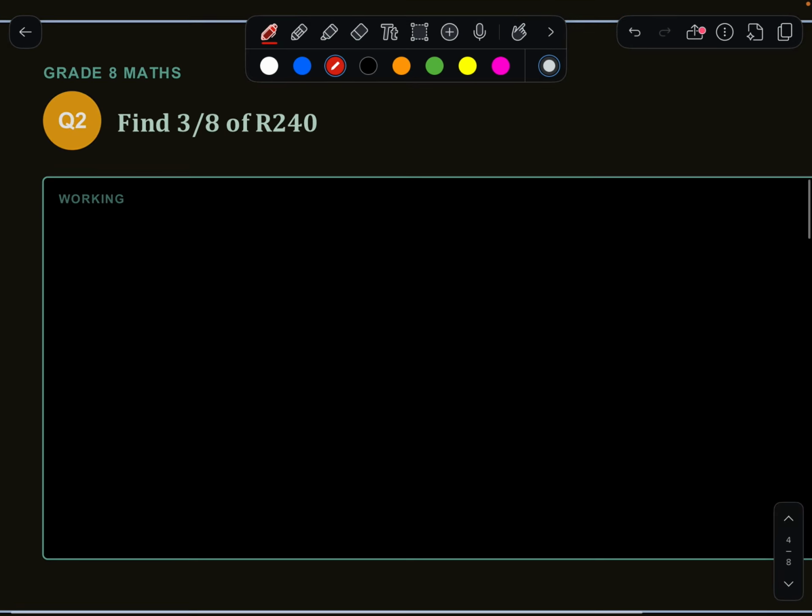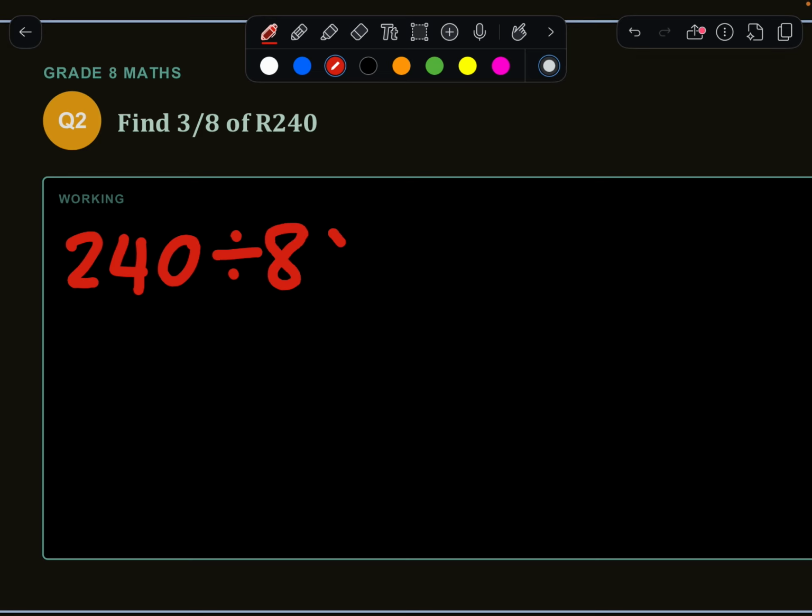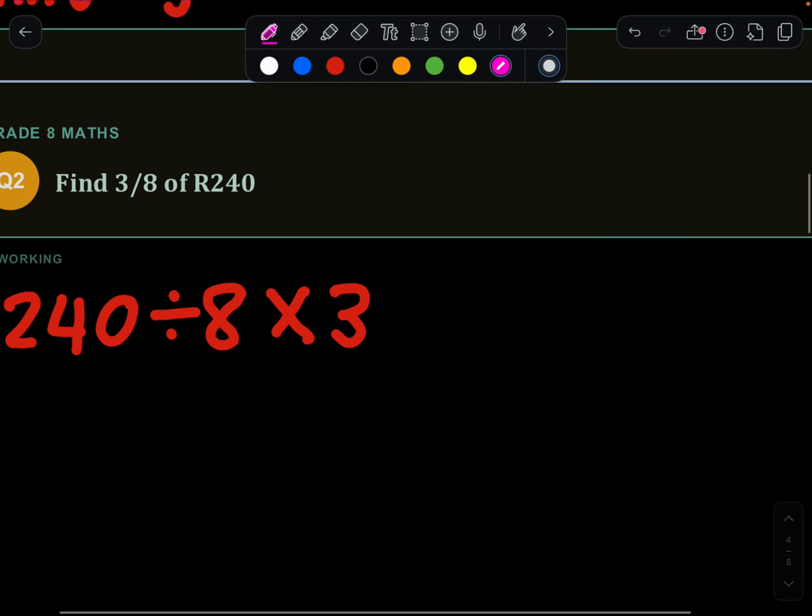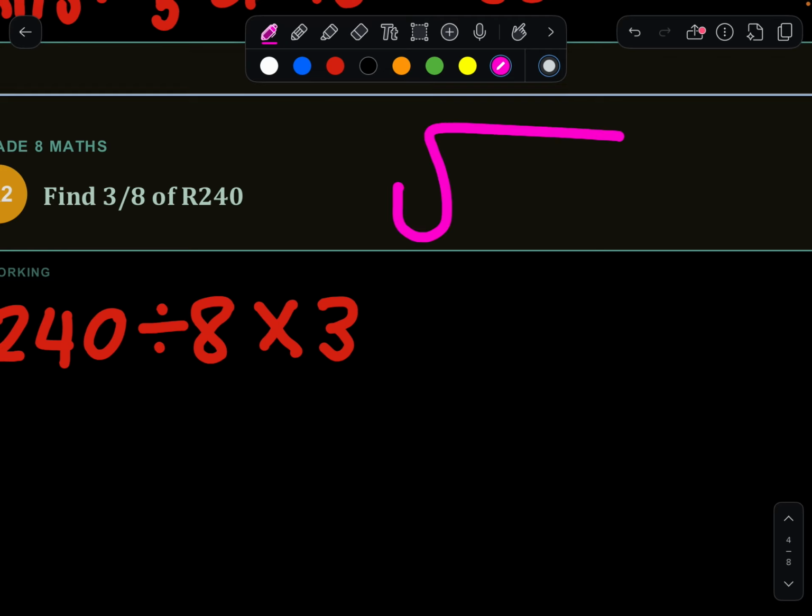Let's look at another one. Find 3/8 of 240. Okay, we're going to get straight into this one. So we're going to say the big number, 240, divided by the bottom number, which is 8, times by the top number, which is 3. Okay, again, we can do our garage.